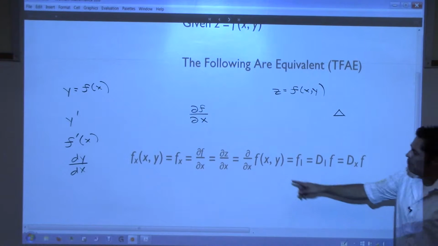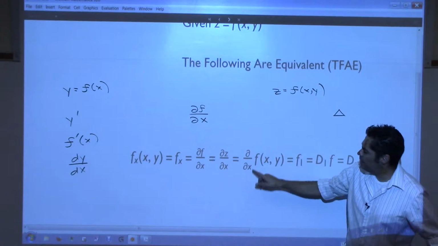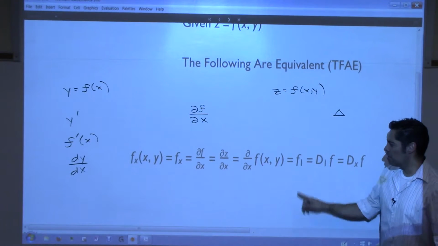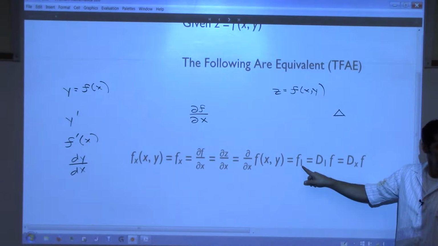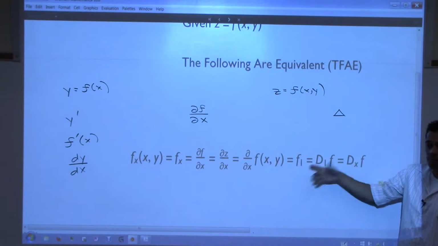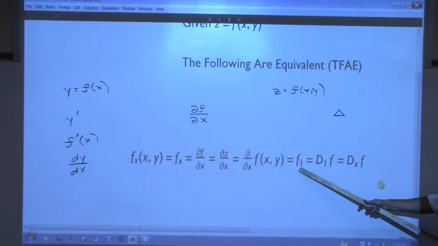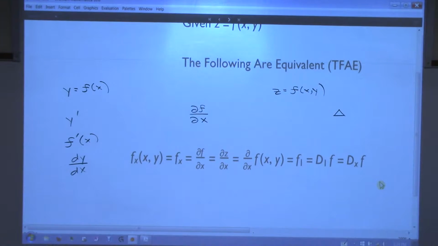You can also do a partial as an operator on the outside, the partial with respect to x of the function f, or you can use f sub 1. F sub 1 means the partial with respect to x. How in the world do I know it's with respect to x if there's a 1 there? Because 1 is always x? It's the first variable, exactly.